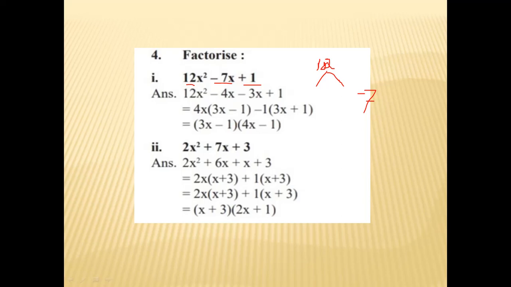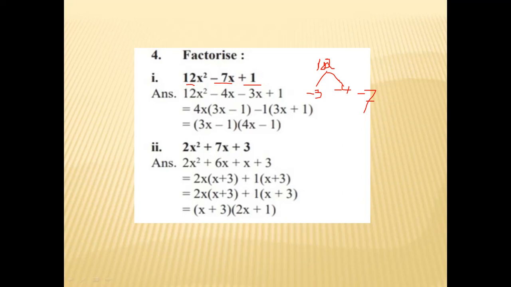Therefore, when we multiply minus 3 and minus 4, we get minus into minus plus. 3 4s are 12. Minus 3 minus 4 is minus 7.